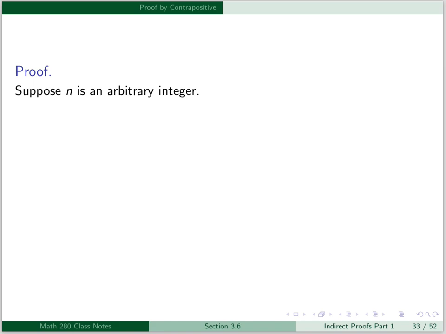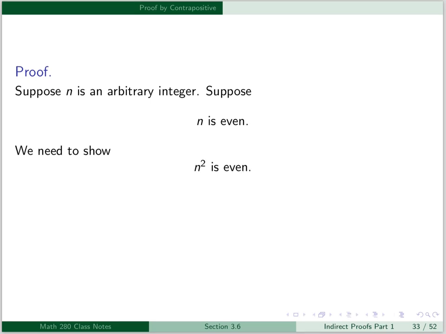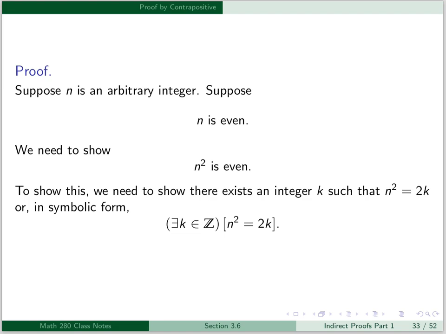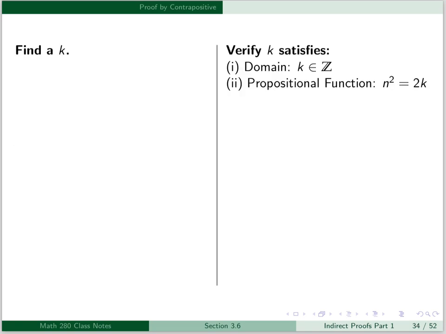So we'll start with a proof by arbitrary element. We suppose n is an arbitrary integer. We suppose the hypothesis that n is even. We need to show the conclusion, n squared is even. To show this, we need to show there exists an integer k such that n squared is equal to 2k, or in symbolic form, there exists a k in Z such that n squared is equal to 2k. So we'll start our existential proof.